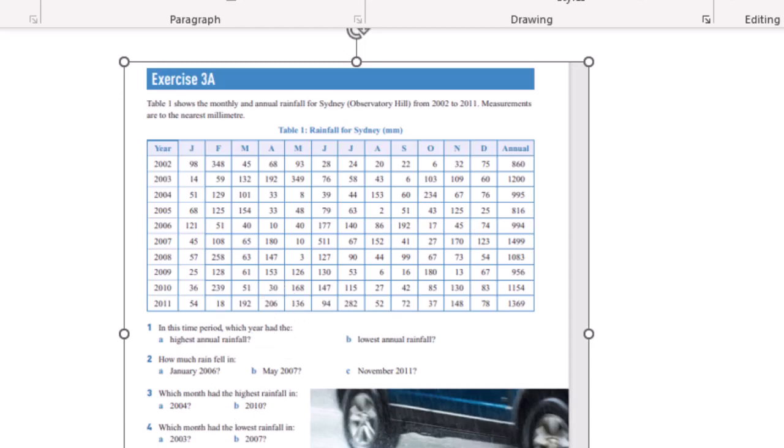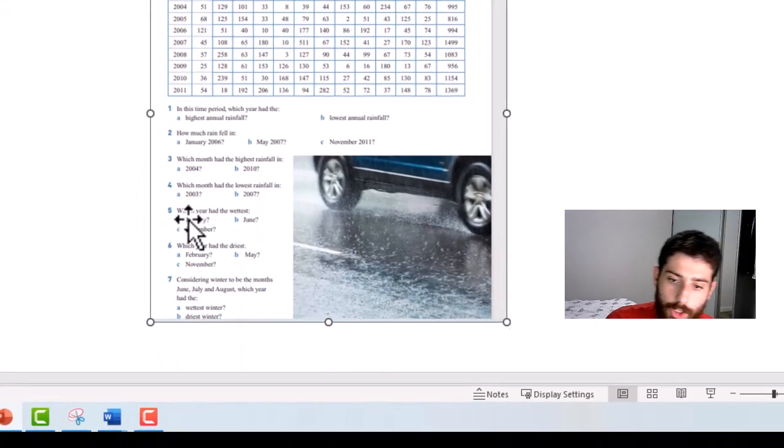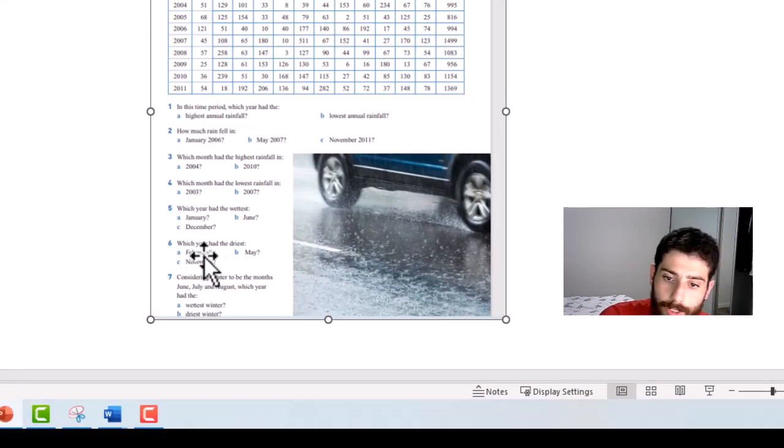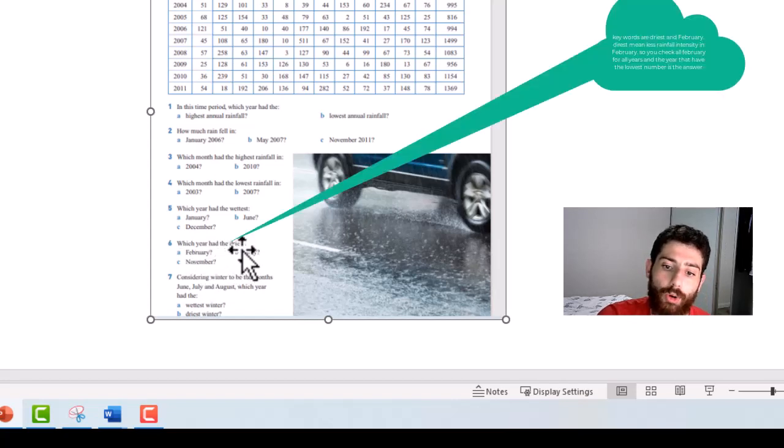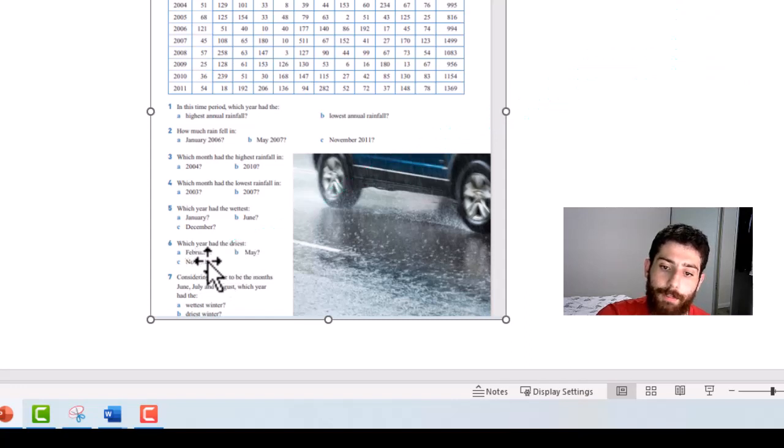Let's move to the sixth question. You guys can practice number 3, 4, 5 and let me know in the comment section below if you have any specific question. Which year had the driest February? So here what are the keywords? The keywords are driest and February. Once we understand the keywords, we can answer easy the question.